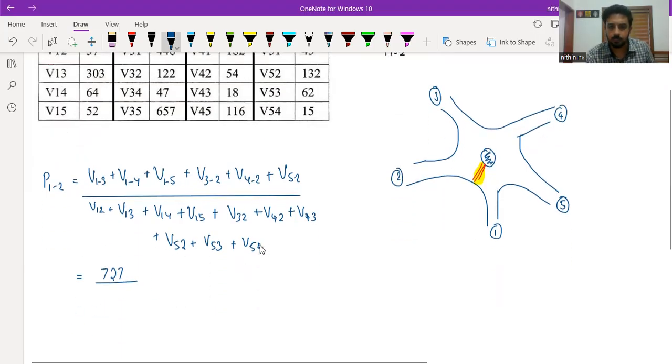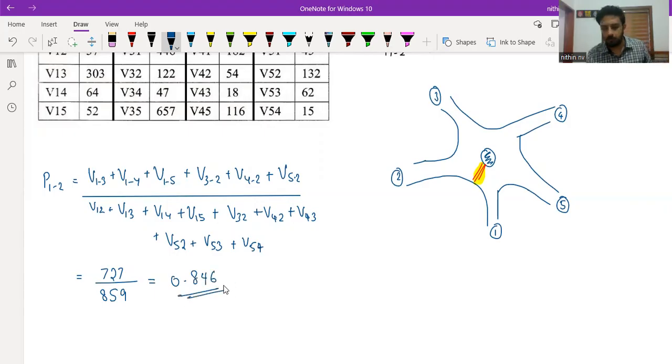In case if I have made any mistake, I hope you might have already noticed that. Now 859 you are going to get in the denominator. All the values I'm not writing there. Okay. It will be 303, 64, 52, 122, 54, 132 in the numerator. 37, 303, 64, 52, 122, 54, 18, 132, 62, and 15 in the denominator. Just for cross-checking, I have mentioned that value. So finally, you should be getting 0.846. Hope you have got it. That's it. That's all about this weaving ratio.